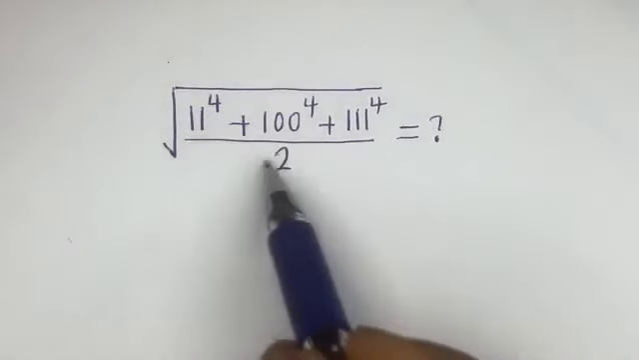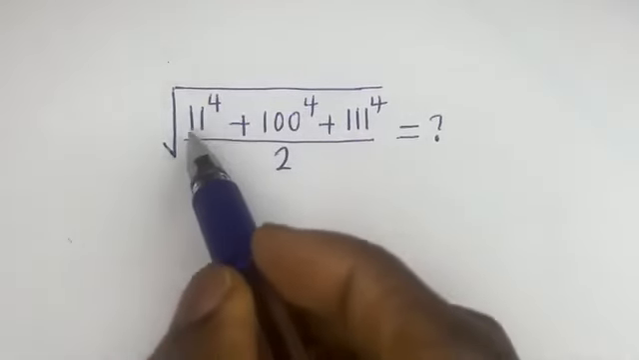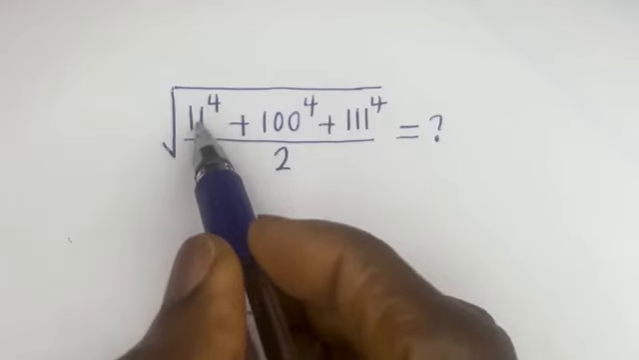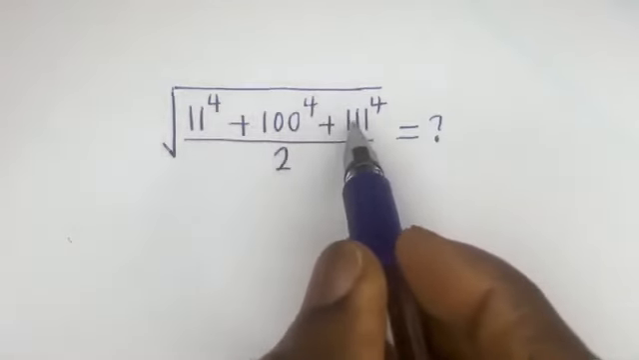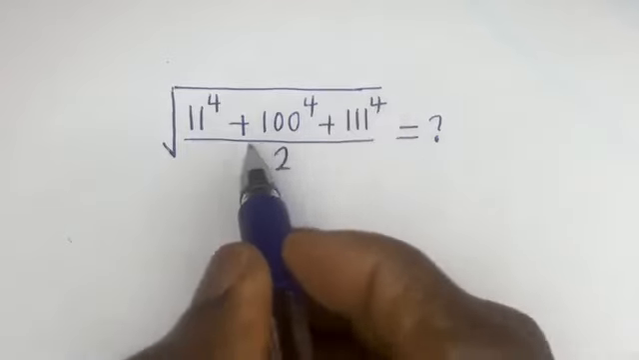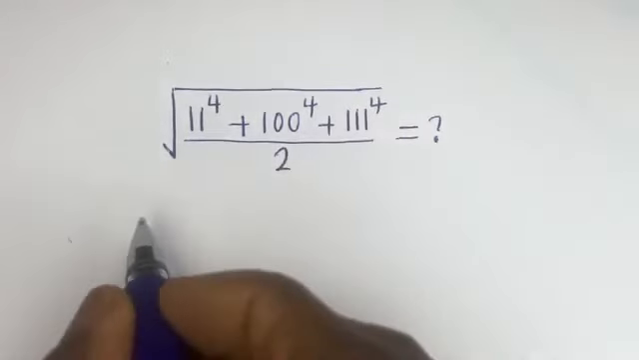Hello, how to simplify this nice math problem without using a calculator? Square root of 11 to the power of 4 plus 100 to the power of 4 plus 111 to the power of 4, divided by 2. Solution.